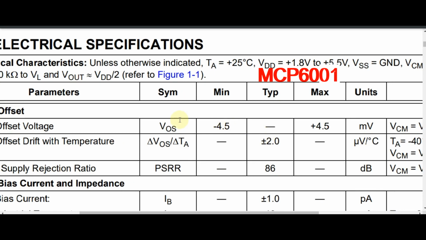What we often do is look at this parameter and assume that the parts we are going to buy in manufacturing or production will fall under this range, that is minus 4.5 to plus 4.5. So while we design our circuit using an operational amplifier, we assume this is the worst case and the maximum offset voltage which a data sheet states.